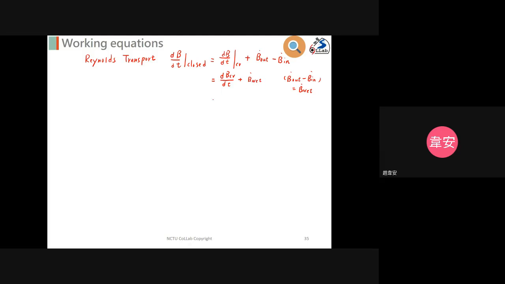And then we know that B_CV, the extensive property in the control volume, can be written using the integration operator, integrating along the CV space. Small b is the intensive property, multiplied by rho, the density, and the small volume change dV.